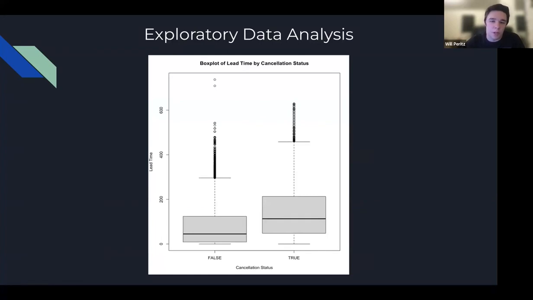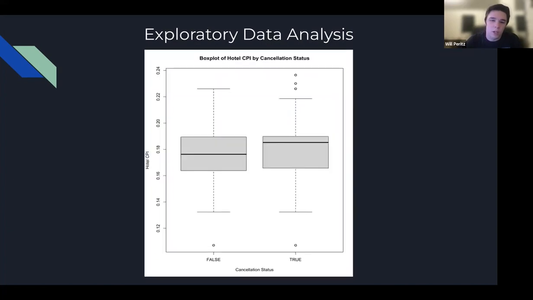Moving on to some box plots. This is one of the most interesting ones that we found. It's a box plot of lead time compared with cancellation status. You can see that both the median and the IQR for non-canceled reservations are lower, meaning that people booked those reservations closer to the actual day that the reservation is for.